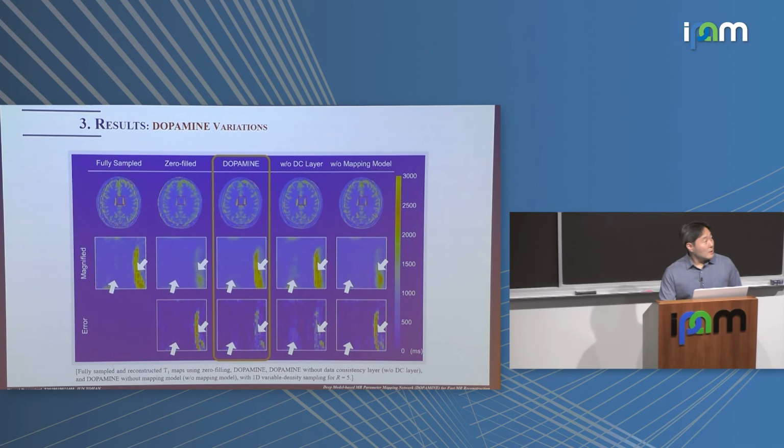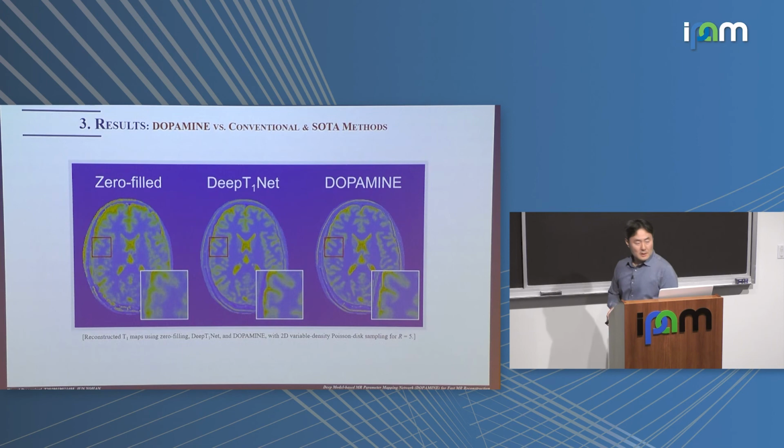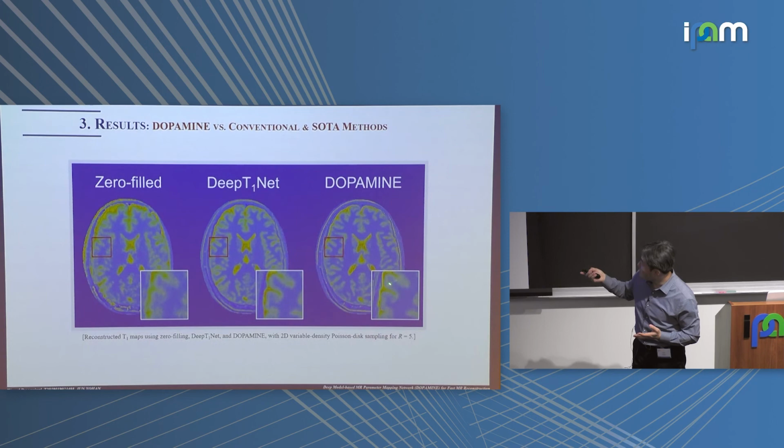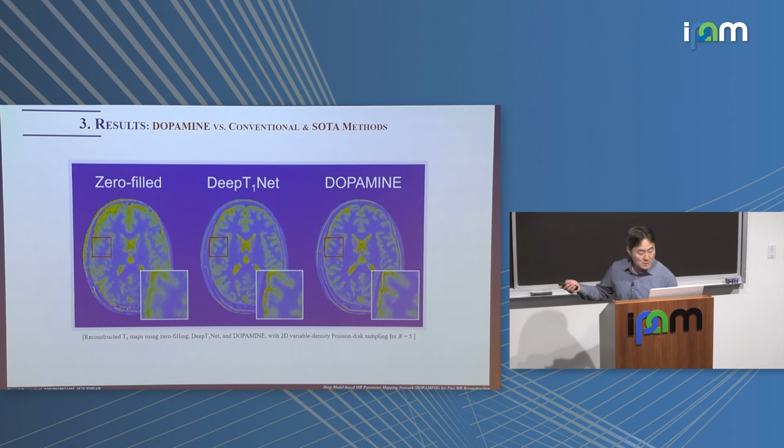All right, it's almost the time. And these are the results, and this is the zero-filled parameter map based on the zero-filled reconstruction. If we use our framework, we can restore very detailed information about the parameter maps. And this work was done with a reduction factor of 5, so only 20% of the data has been acquired in this case.